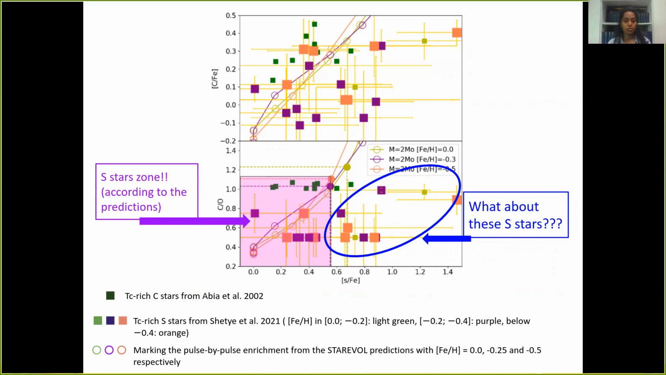So more observational constraints can help us understand what is really lacking in our AGB models to constrain such problems then.